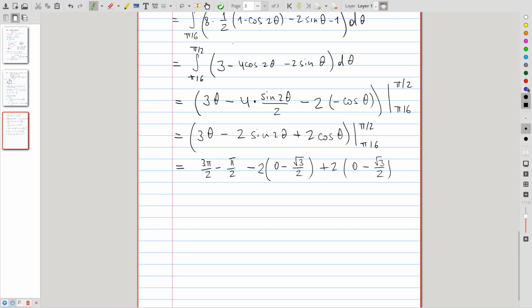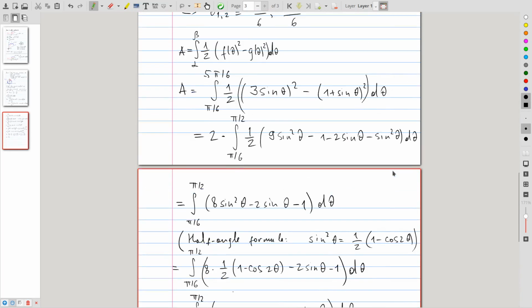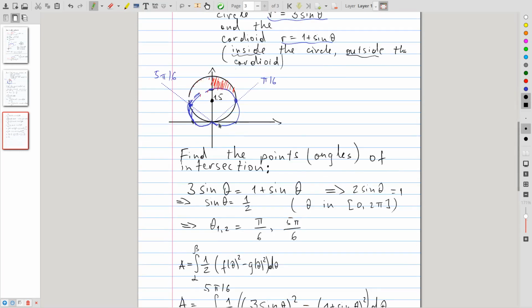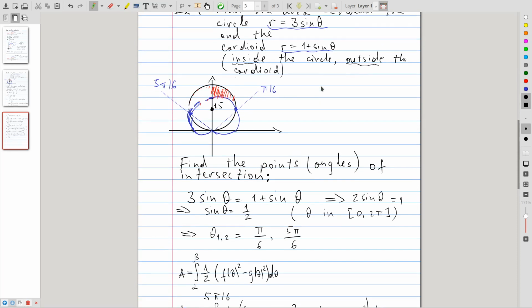So you see that these two differ only by the sign up front. So I have minus 2, and then this difference in here, plus 2, and then this same difference. So these two expressions will cancel out. And all I have left is 3 pi over 2 minus pi over 2, so that's pi. And so I conclude that my region between these two polar curves has the area of pi.